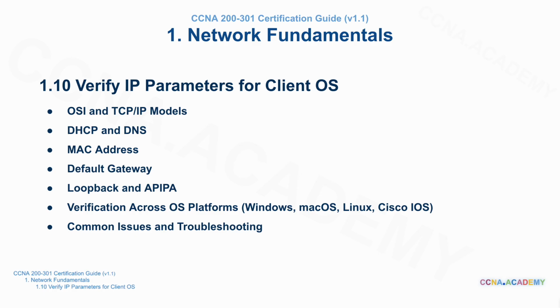When we verify IP parameters, our goal is to make sure each device has the correct IP settings, like its IP address, subnet mask, gateway, and DNS. This is one of the first steps in any troubleshooting process. Throughout this lesson, we'll compare how to check these parameters on different operating systems: Windows, macOS, Linux, and Cisco IOS devices. By the end, you'll know exactly which commands to run and what the output tells you.